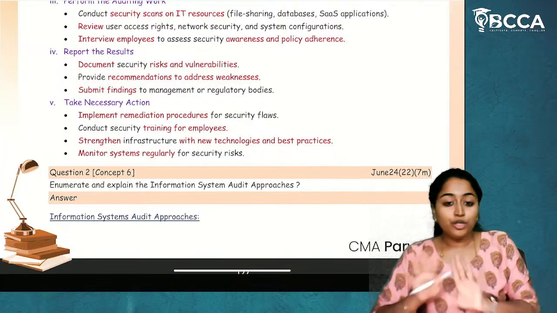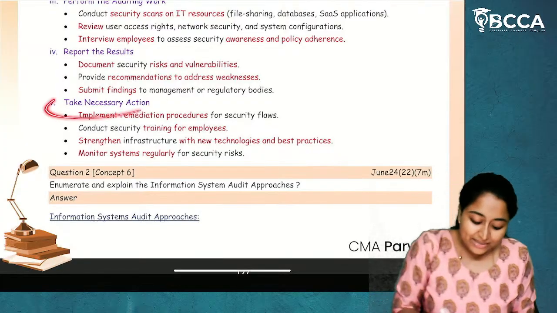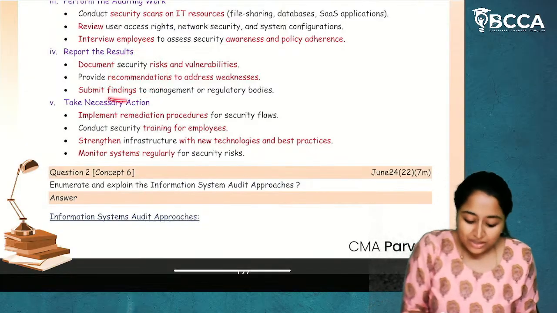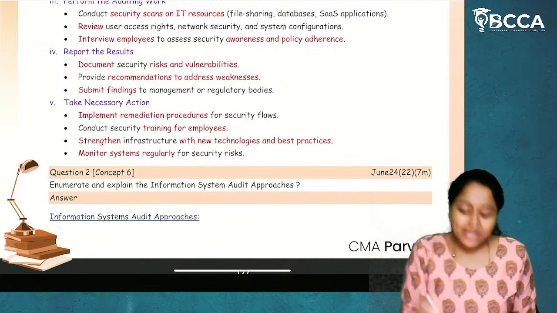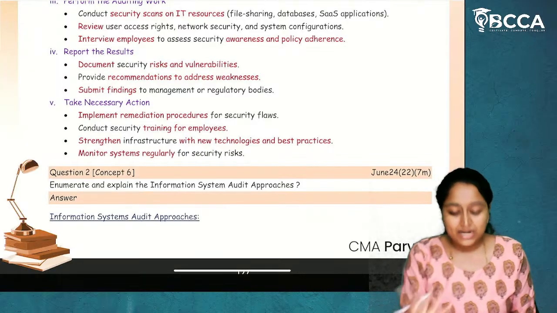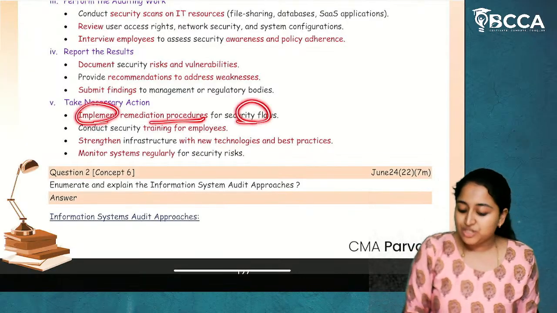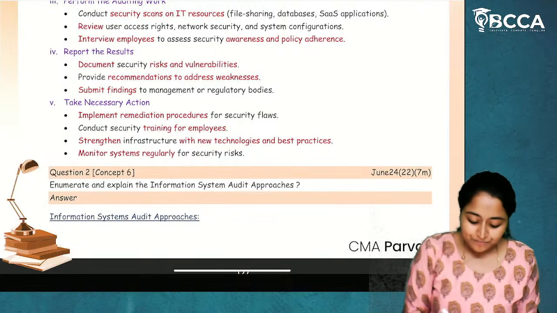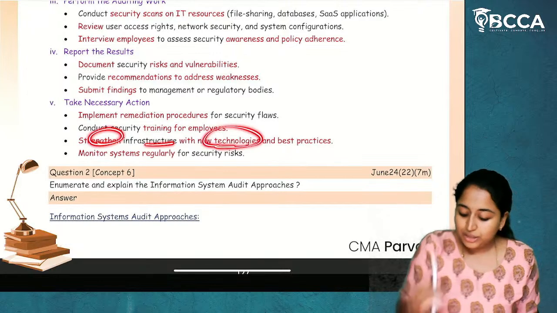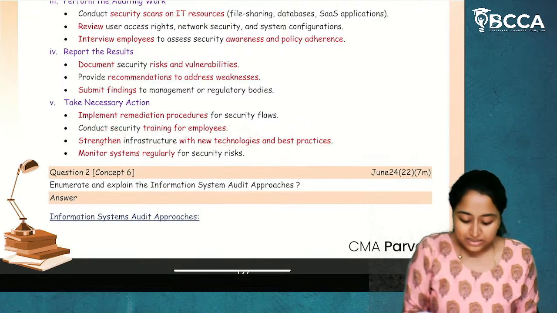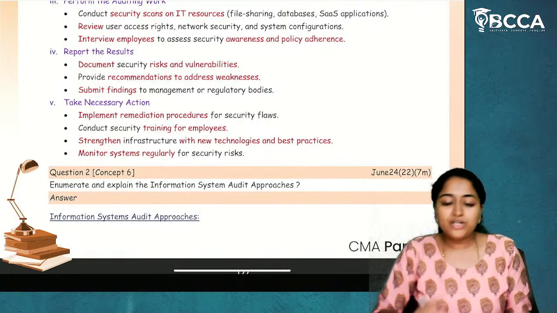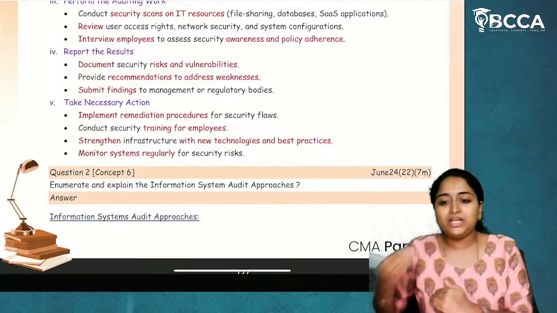After giving the report, you will not be silent. You will take the necessary actions, which means whatever plan and report you have given, you will analyze whether the organization is implementing the remediation activities or not. Implement remediation procedures for security flaws. Conduct security training for the employees. Strengthen infrastructure with new technologies and best practices. Monitor systems regularly for security risk. So it is not a one-time process. It is a continuous process.